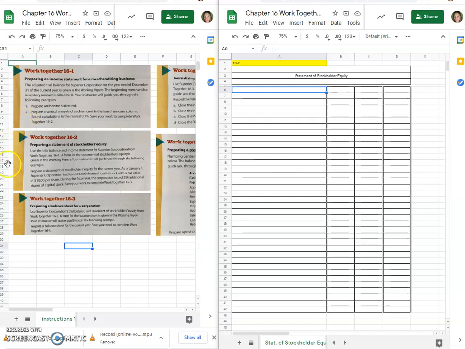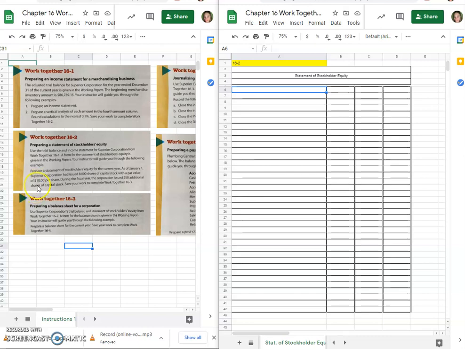In this video, I'll go over Work Together 16-2, which is about preparing a statement of stockholders' equity. And this is from our Century 21 accounting textbook by Gilbertson, Lehman, and Gentene, edition 10E. So all credit given to them for this problem and the text that it comes from.